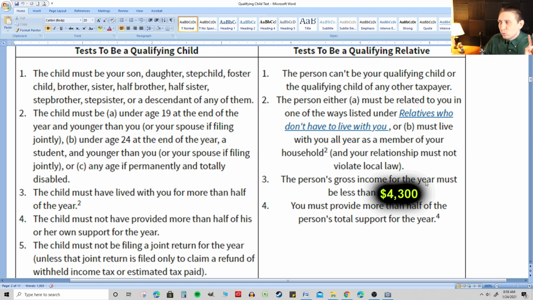Third, the person's gross income for the year must be less than $4,200. Things really haven't changed much in this publication, but the actual amount this year is $4,300 for 2020. Basically, if you're going to claim them, they can hardly make any money at all. And fourthly, you must provide more than half of the person's total support for the entire year. Multiple people can provide their support, but you must be able to prove that you've provided over half of it to be able to claim a person as a qualifying relative.